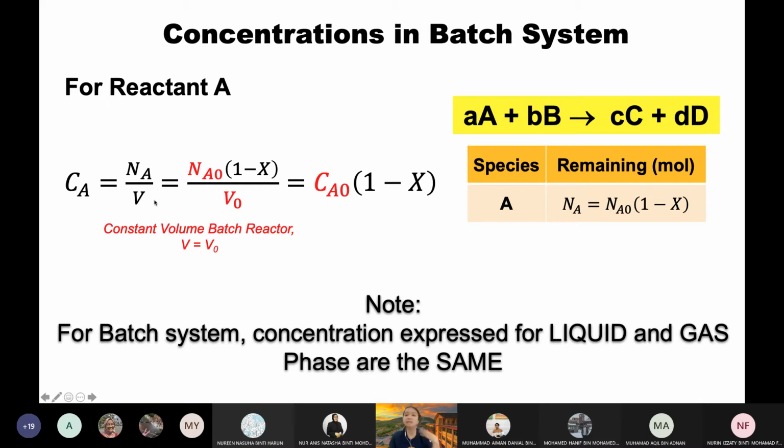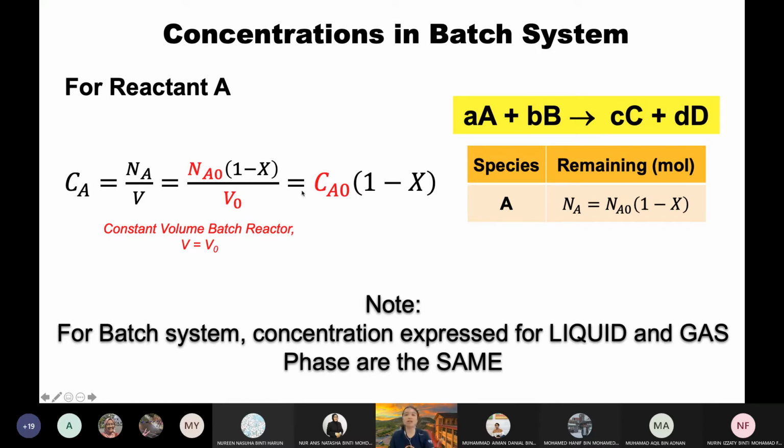Okay, now, disebabkan we know that the volume of reactor initial and remaining is the same because our reactor does not shrink, does not expand, then we can replace V, the remaining volume, with initial volume. Okay, now I definitely you will wonder kenapa nak buat ni? Sebab if you realize now, kalau saya ada NA0 kat atas, saya ada satu V0 kat bawah. If I divide NA0 with V0, what do I get?